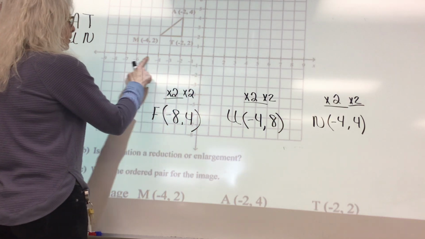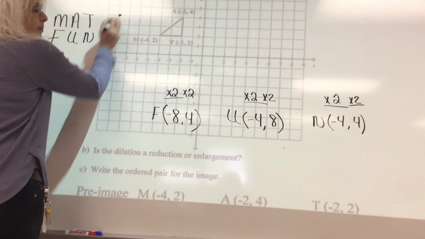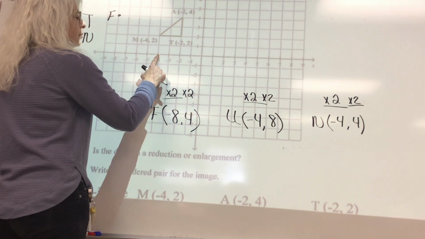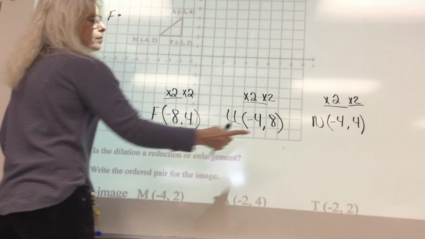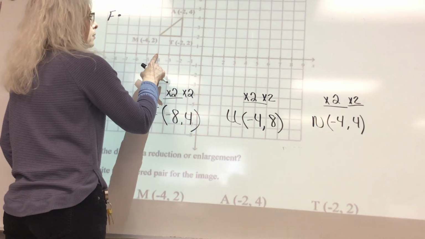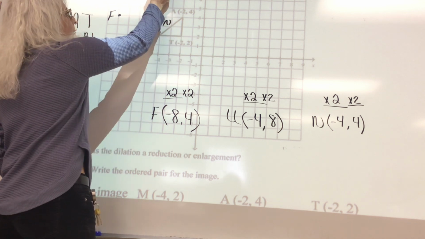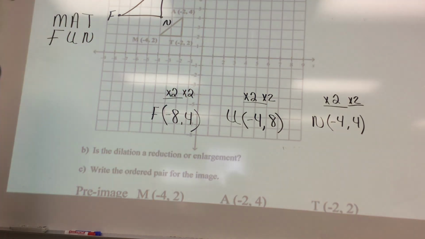Negative 8, positive 4, F. Negative 4, positive 8, U. Negative 4, positive 4, N. And then draw your sides to your polygon. Did it get closer or farther away from the origin? Farther away. Did it get bigger or smaller? Bigger.